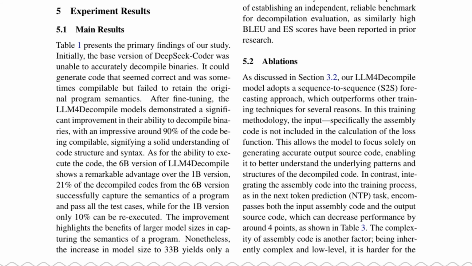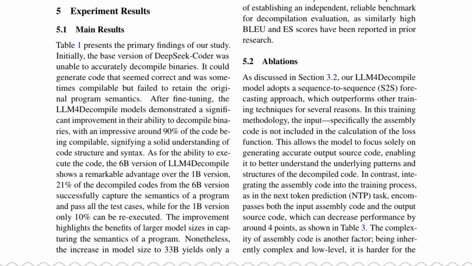5. Experiment results. 5.1. Main results. Table 1 presents the primary findings of our study. Initially, the base version of DeepSeek Coder was unable to accurately decompile binaries. It could generate code that seemed correct and was sometimes compilable, but failed to retain the original program semantics. After fine-tuning, the LLM4Decompile models demonstrated a significant improvement in their ability to decompile binaries, with an impressive around 90% of the code being compilable, signifying a solid understanding of code structure and syntax.